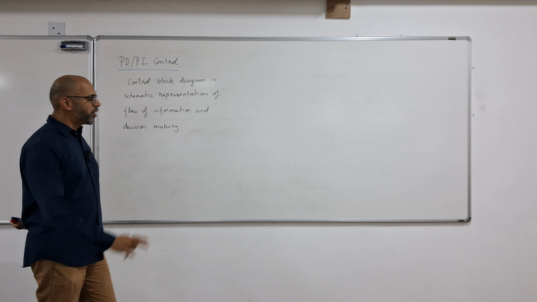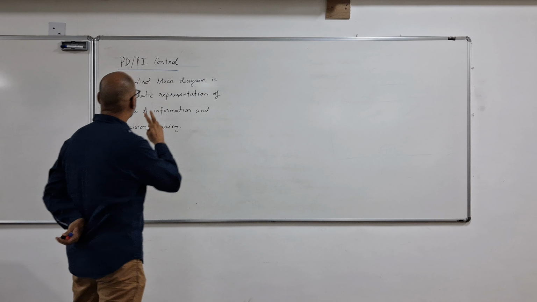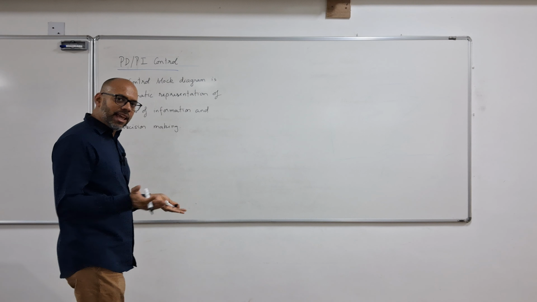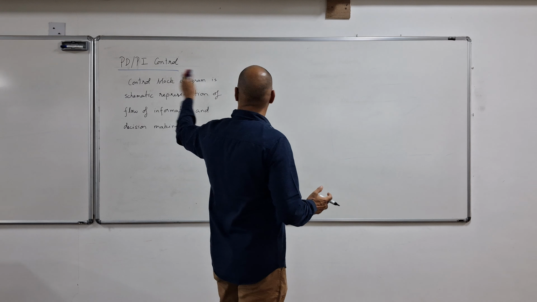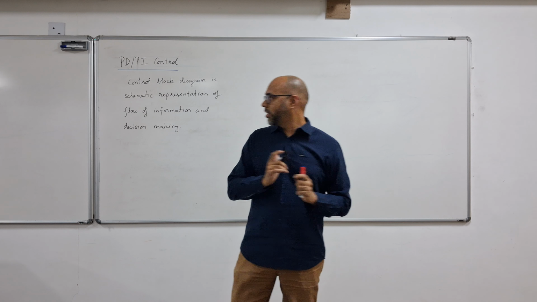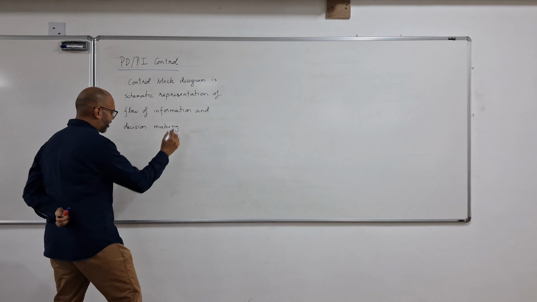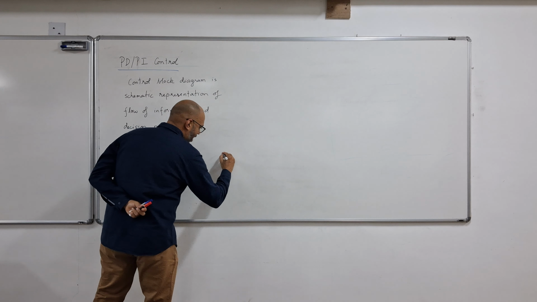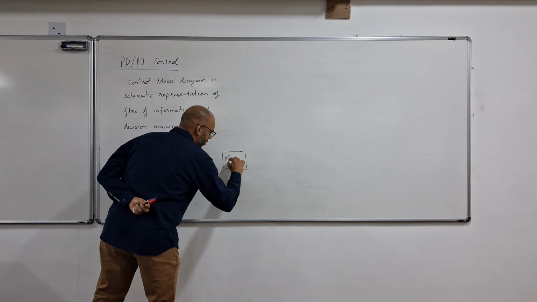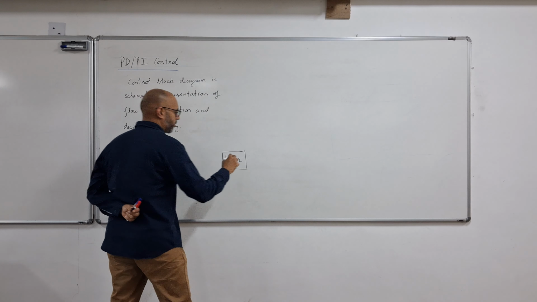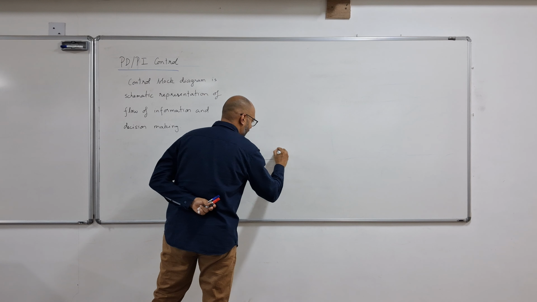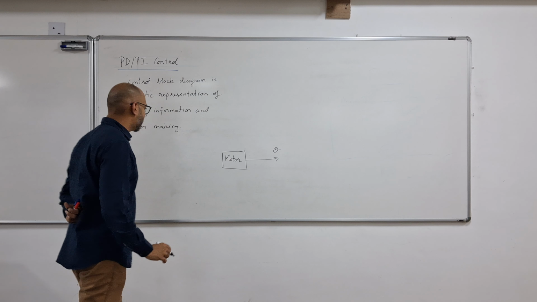Okay, so let's draw two control block diagrams, one for PD control and one for PI control, and let's take the example of controlling a motor that is attached to a robot. So let me go ahead and draw the block diagram. So let's say we have the motor that we want to control, and the motor moves and achieves a certain angle, let's call it theta.